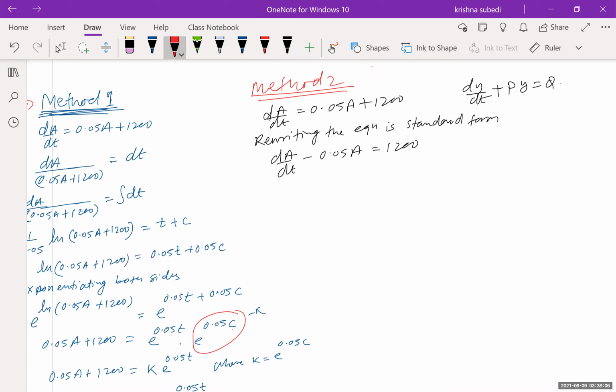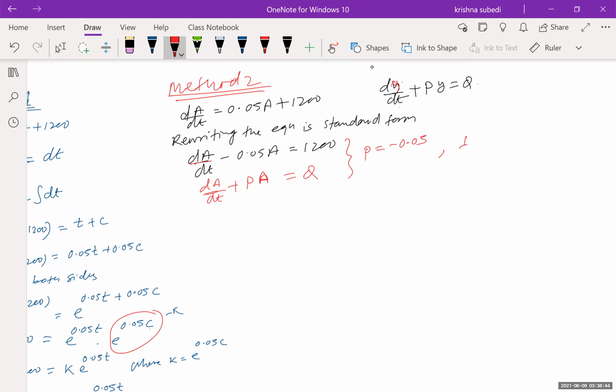Now you compare this with the standard form, which is dA over dt plus PA equals Q. Notice that there was y in the previous class, but our y is actually A in this case. So I change dy over dt plus py into dA over dt plus PA equals Q. Now all we need to know is our p-value. The p-value is clearly negative 0.05. That is our p.